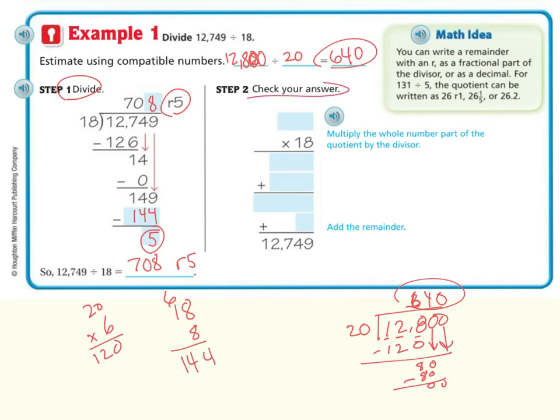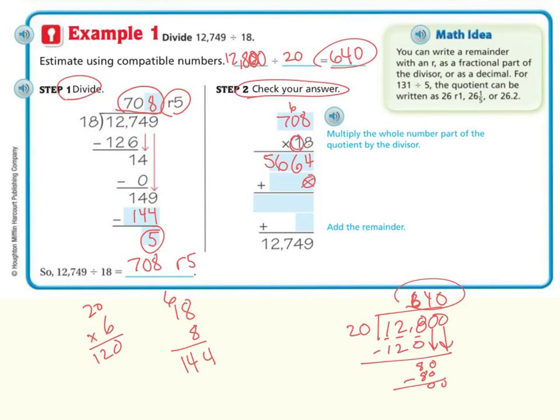You can check your answer to make sure, because remember the opposite of multiplication is division, and the opposite of division is multiplication. So in order to do that, I'm going to take this 708, and I'm going to multiply it times 18. So 8 times 8 is 64. 8 times 0 is 0, plus 6 is 6. 8 times 7 is 56. And then I'm going to put what I like to call a placeholder, or my 0, right here.